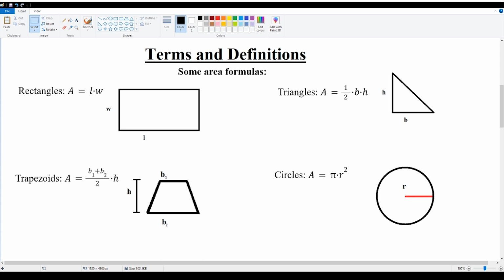A triangle has the exact same formula. Again, that's why you can think of length and width and base and height as sort of the same thing, but you do need to cut the answer in half.